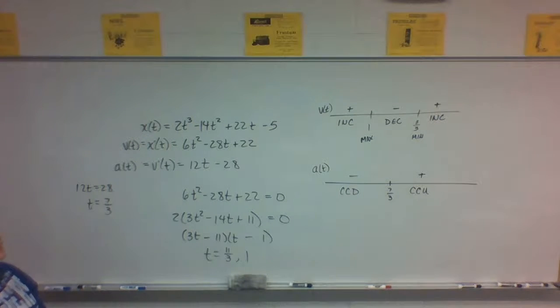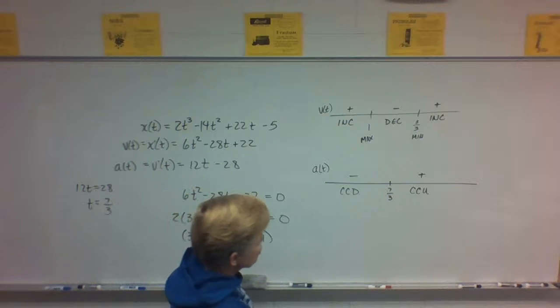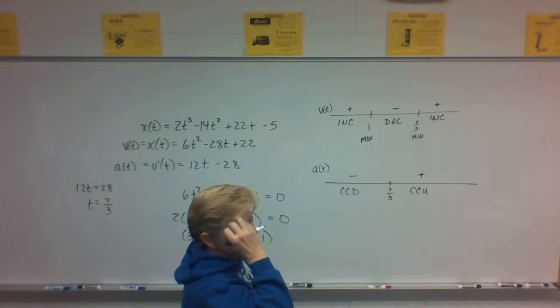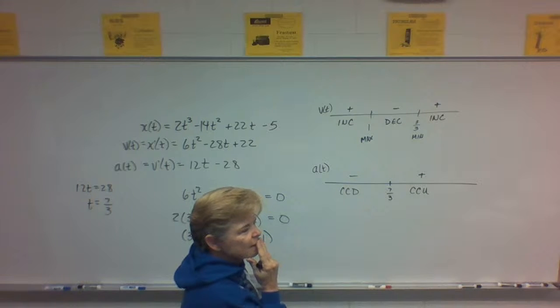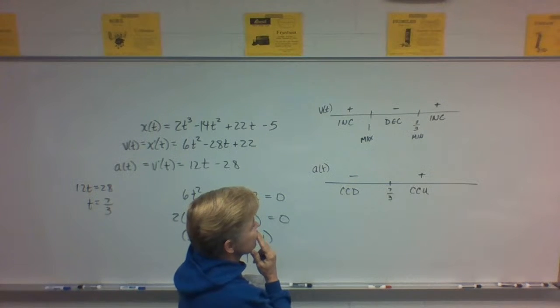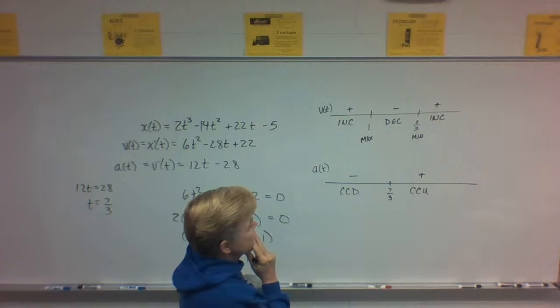So who would like to take a stab at telling me how this particle is behaving as it moves along using both of these charts? Goes right until 1, and it starts out fast and then slows down. So that's sort of right. Well, maybe. Great, keep going. Then it goes left.